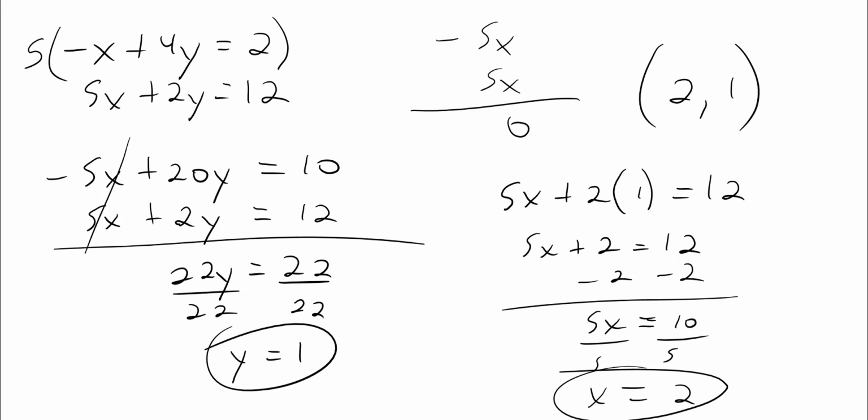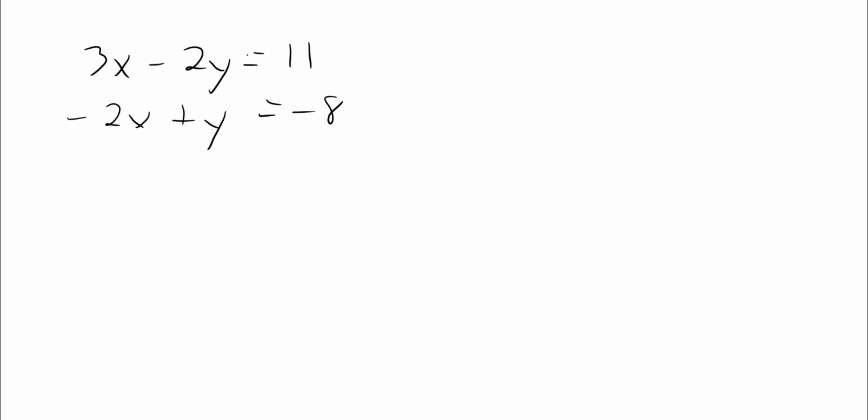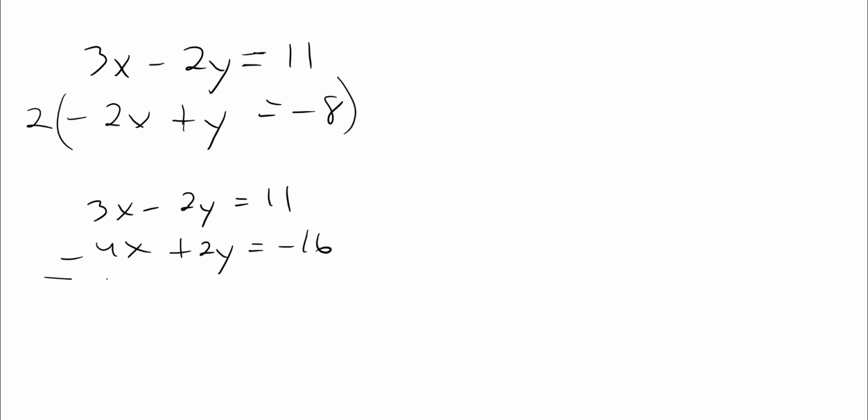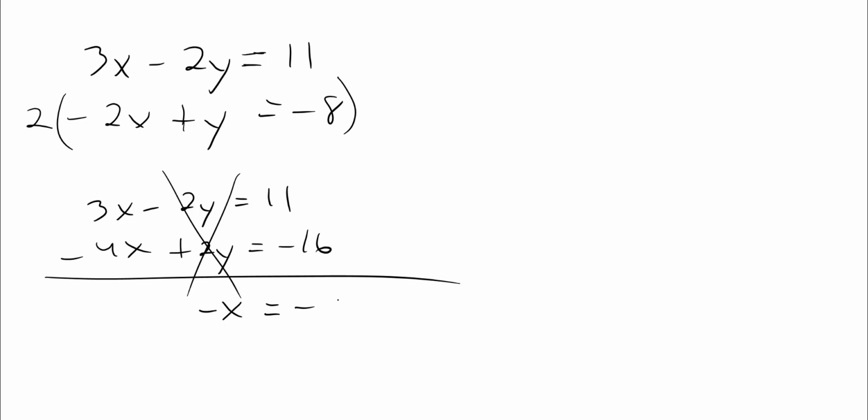Okay, that's not bad. It's the elimination method. Okay, let's try another one here. 3x minus 2y is equal to 11, and -2x plus y is equal to -8. Okay, so what do you want to eliminate? I'm going to get rid of the y. So this is -2y. I need it to be opposite. So I need that to be positive 2y, so I multiply this by 2. So on top I get 3x minus 2y equals 11. On the bottom I get -4x plus 2y equals -16. Okay, the y's cancel. And we get 3x minus 4x is -x equals -5. Divide by -1, x equals 5.